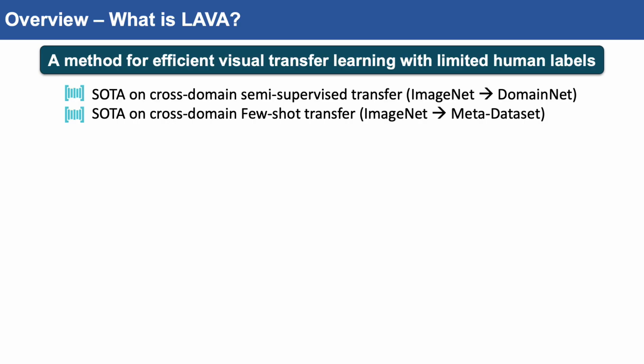LAVA is a method for visual transfer learning with limited labels. It achieves state-of-the-art performance on multiple semi-supervised and few-shot image classification benchmarks.